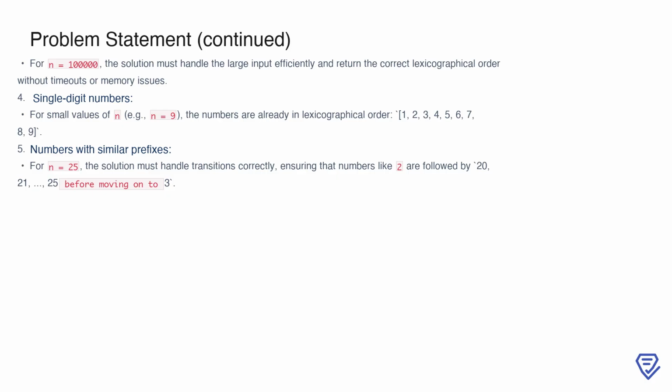For values like n equals 10, the lexicographical order becomes 1, 10, 2, 3, up to 9. Notice how 10 comes right after 1. For very large inputs, such as n equals 100,000, the solution must be optimized to avoid timeouts or excessive memory usage. Small values, like n equals 9, are straightforward since the natural order already matches lexicographical order. However, for inputs like n equals 25, the solution must correctly transition from numbers like 2 to its consecutive numbers 20, 21, up to 25, before proceeding to 3. This ensures the order remains accurate and consistent with the lexicographical pattern.